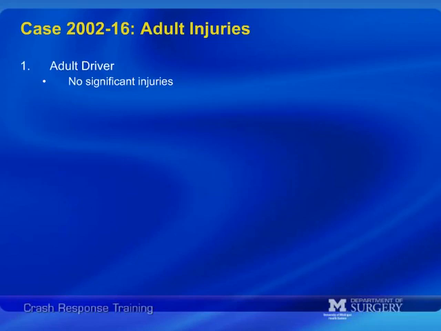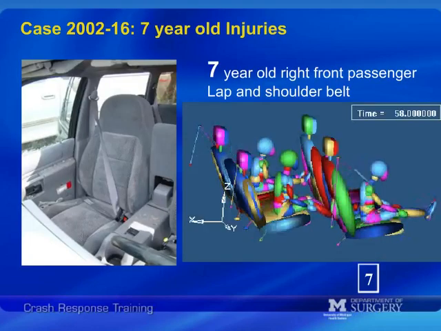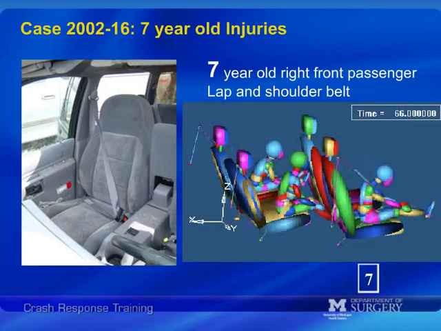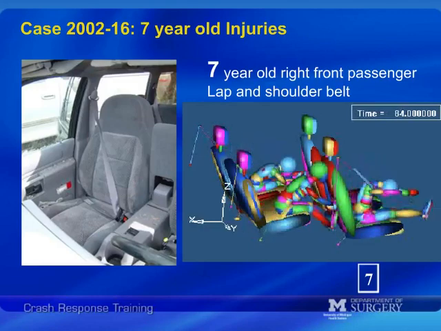So what were the results of the crash? Well, first, the adult driver, despite the fairly significant severity of the crash, sustained no significant injuries. The fact that she was wearing her seatbelts and had an airbag as well certainly helped to protect her very nicely. The 7-year-old in the right front passenger seat was wearing both a lap and shoulder belt. Optimally, she would have been in the rear seat.